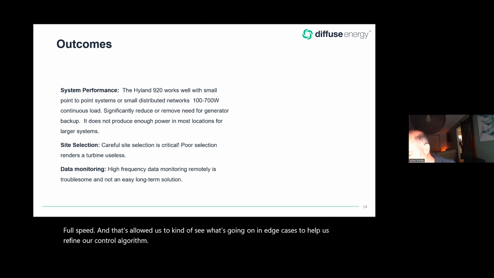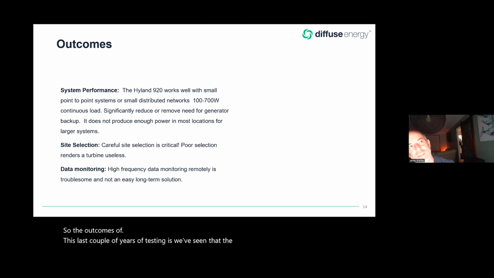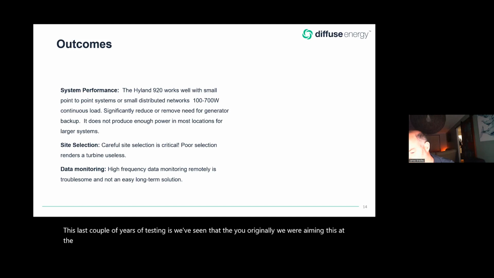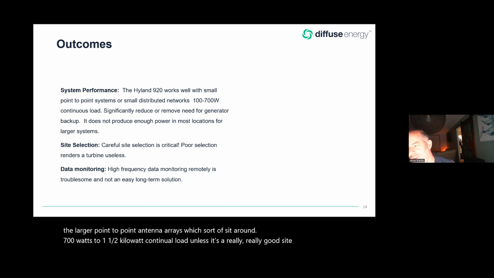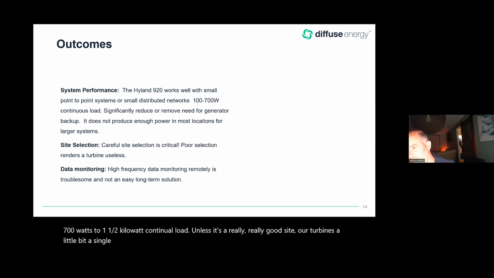So the outcome of this last couple of years of testing is we've seen that originally we were aiming this at the larger point-to-point antenna arrays, which sit around 700 watts to 1.5 kilowatt continual load. Unless it's a really, really good site, a single turbine is a bit undersized to have a good impact. It has an impact, but not a good enough one.